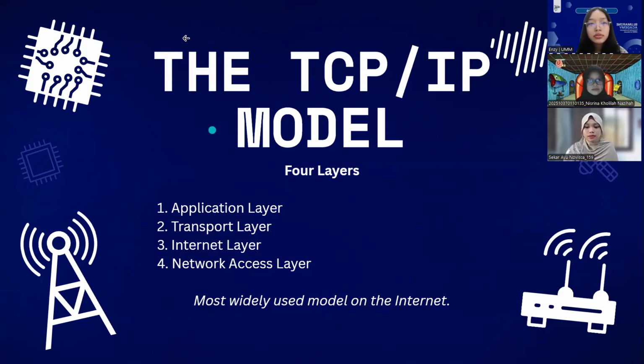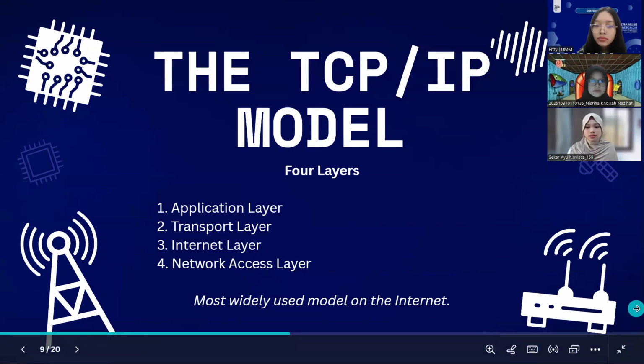Now I will explain the TCP/IP model. Unlike the OSI model, TCP/IP has only four layers: application layer, transport layer, internet layer, and network access layer.